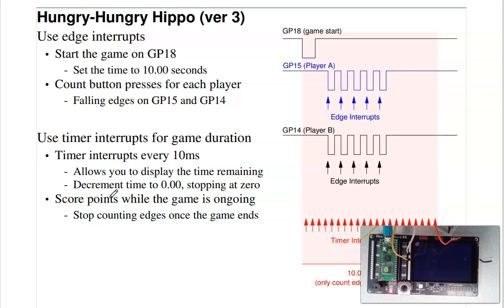Another example, we can play Hungry Hungry Hippo more efficiently. In this case, I'm going to have a couple different interrupts running. I'm going to have edge interrupts keeping track of the games. I'll have the game start. That sets up 10 seconds, and then the game will run for 10 seconds flat.